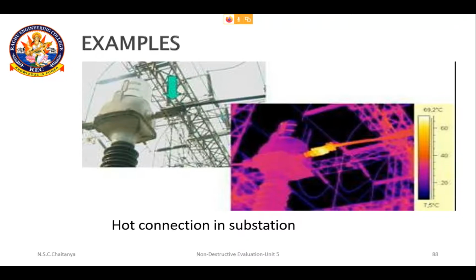But if you capture the same object with a thermal camera, you will see where the heat concentration is. So you can see the hot connection in the substation, and the temperatures are always visible towards the right of your image. I hope everybody is getting this. These things are quite simple.